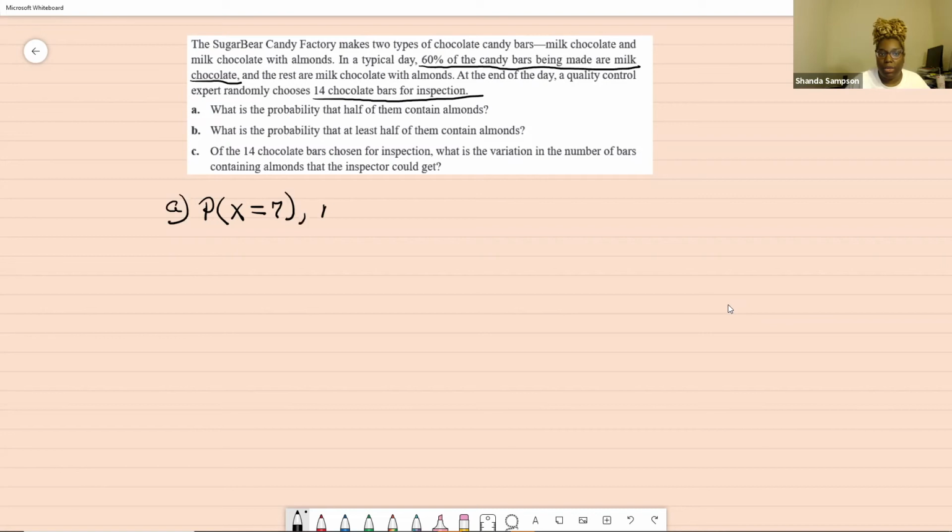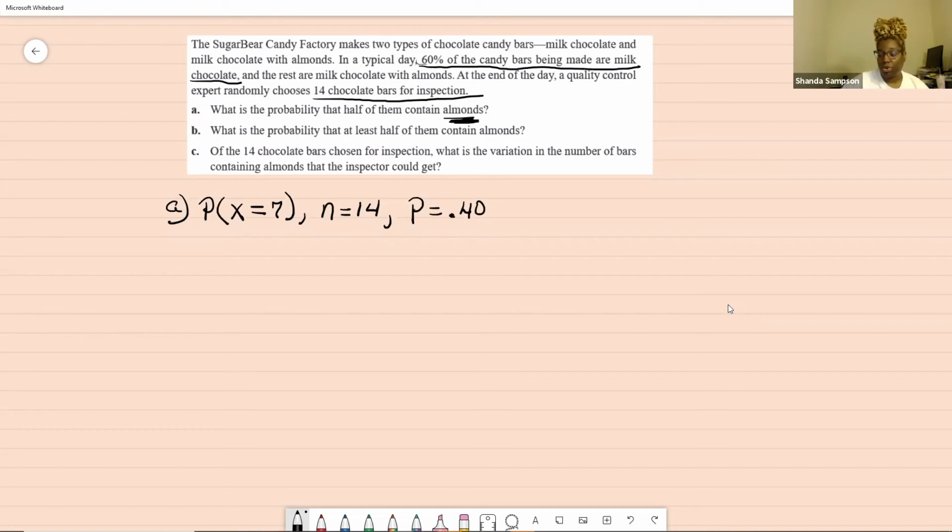So we have n equals 14, and what's p equal to? You need to be careful here because we're talking about the ones that contain almonds. This is where they try to trick you. The 60% are the ones that are milk chocolate that don't contain almonds. They're asking about the probability of the ones that contain almonds. So your probability is 0.40, not 60. 60 is for those that are just milk chocolate.